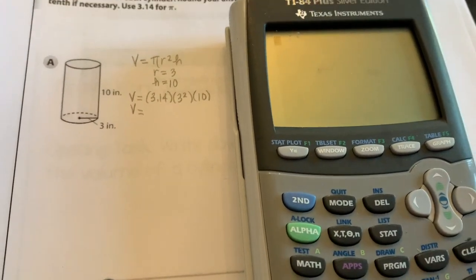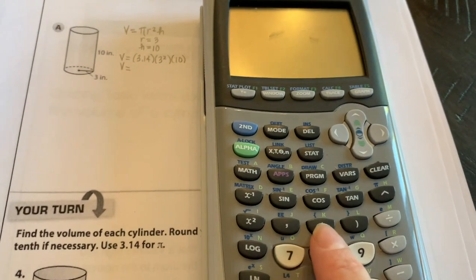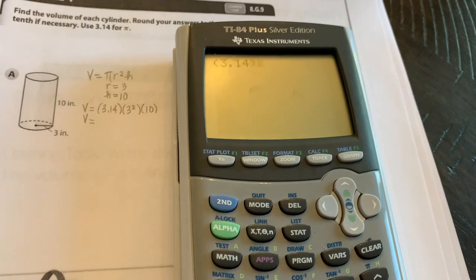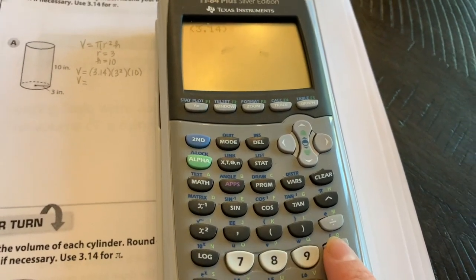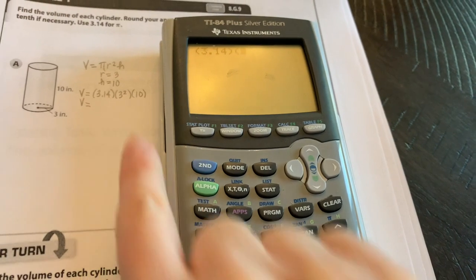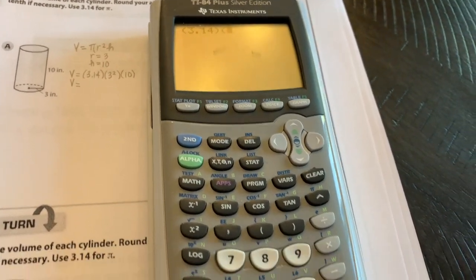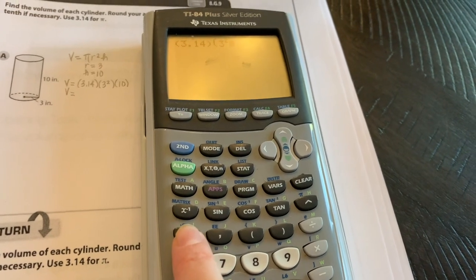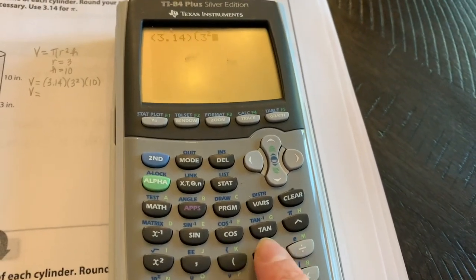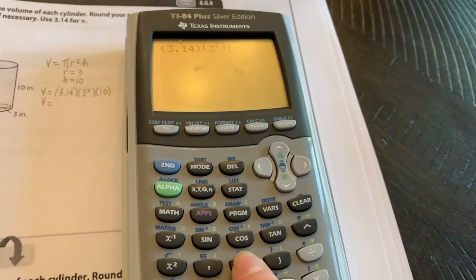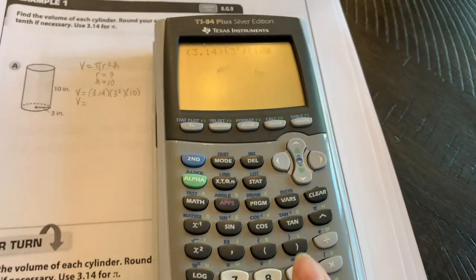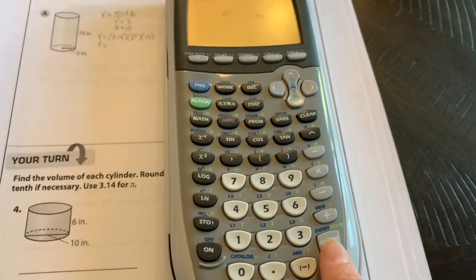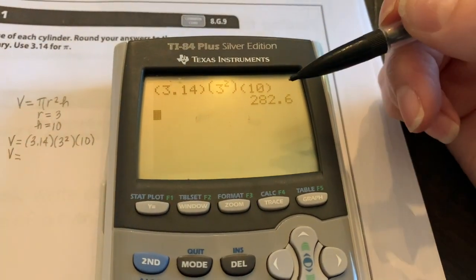Okay. I'm going to use the parentheses which are here. Parentheses 3.14. Close your parentheses. You actually don't even have to push the multiplication sign. Just the parentheses again, just like you see in what you wrote out. 3, and if you have a graphing calculator, your squared button is here. And then you close your parentheses again. Open a new parentheses to multiply by 10. And close them again. So notice I didn't use any multiplication symbols or anything. All you have to do is push enter, and it will calculate your answer for you.